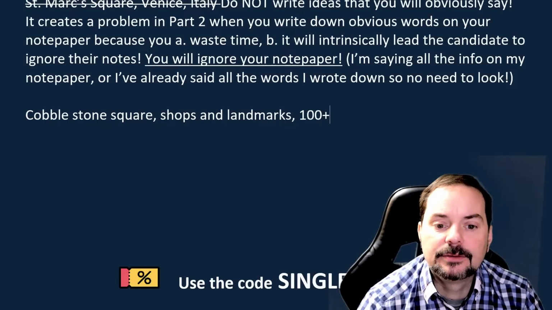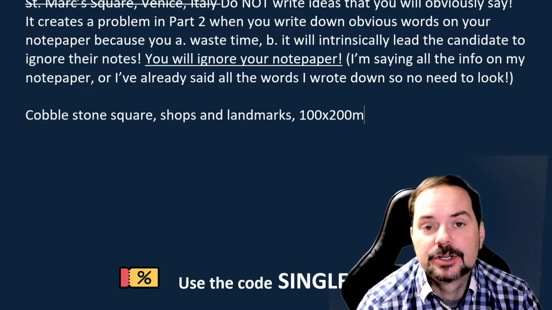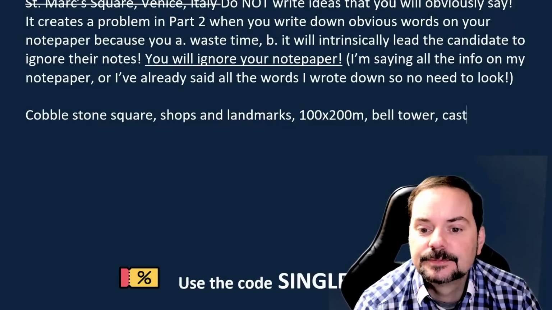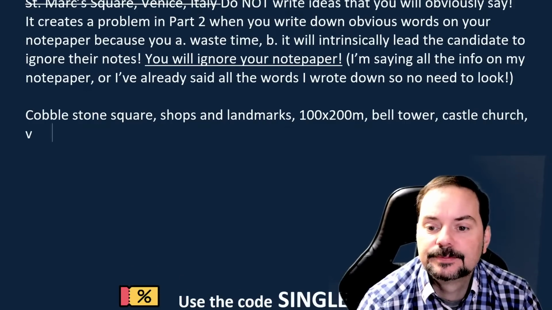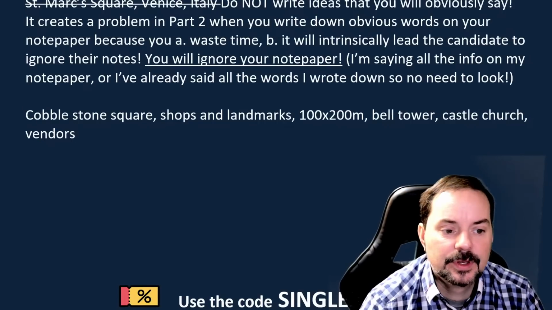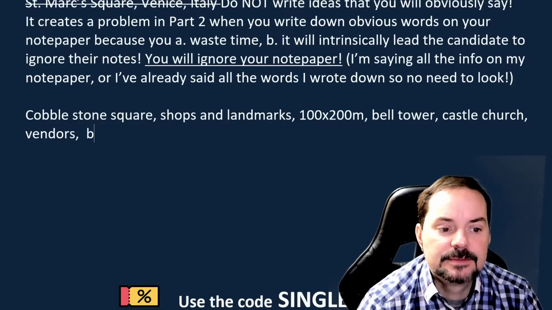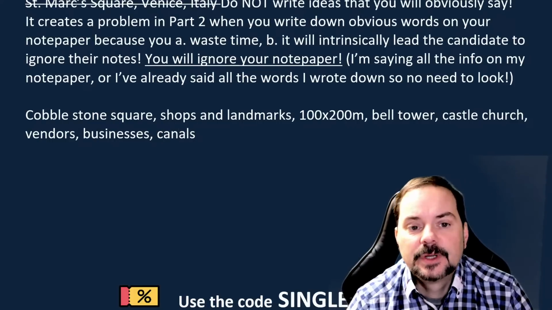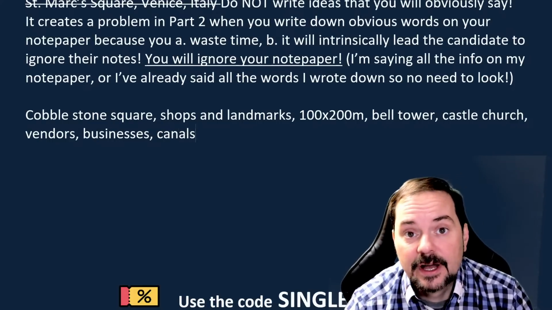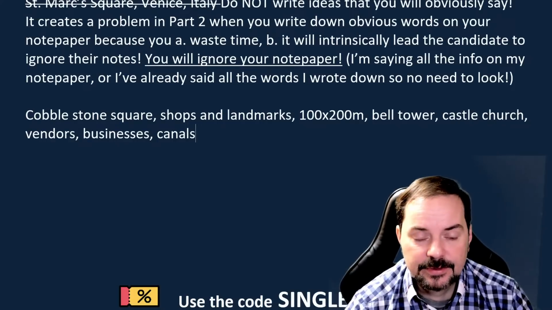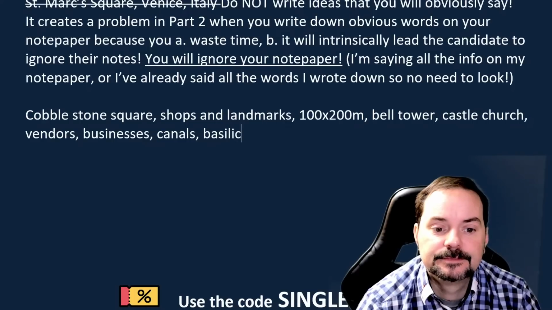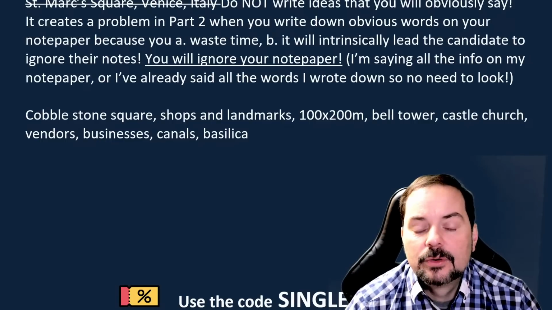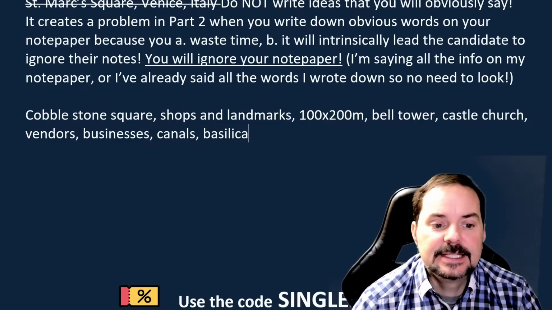100 by 200 meters, roughly. Okay. Bell tower, castle, church, vendors. Okay. Businesses. Right? Canals. All right, so those descriptive words of what I find in St. Mark's Square. Okay, basilica. All right, so I write down words that help me to give details.